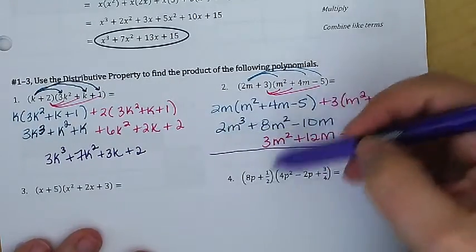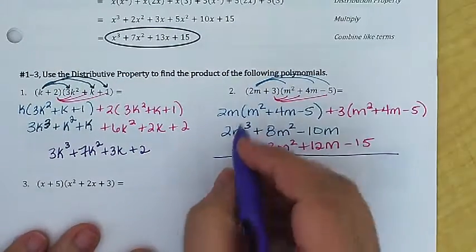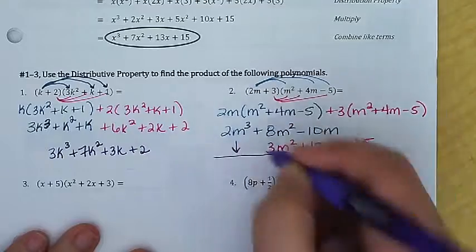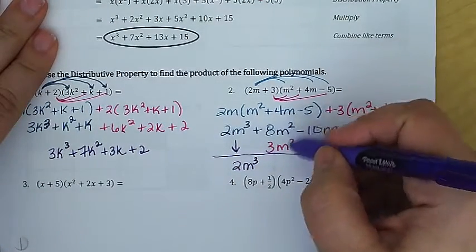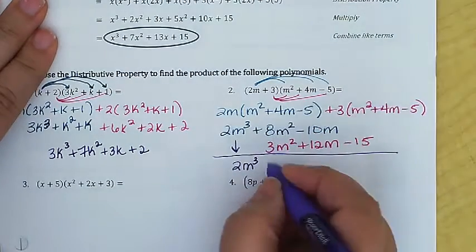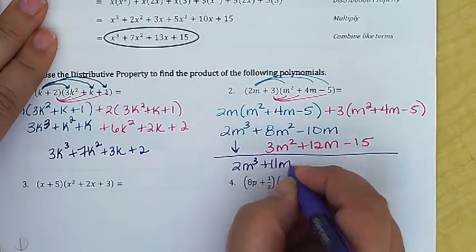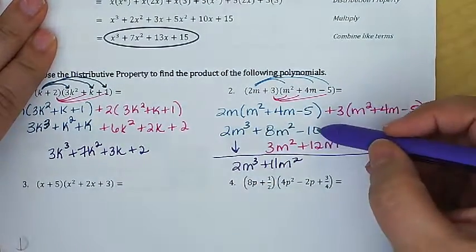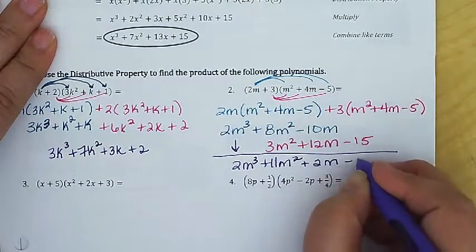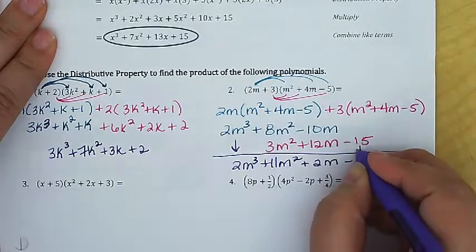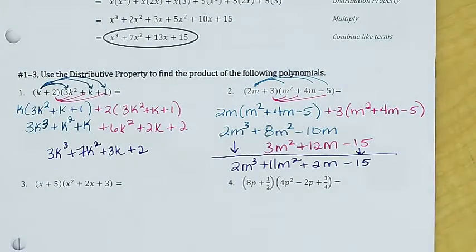So now I can just drop my line and combine straight down. This didn't have any like terms, so it just comes down straight into my answer. And then here for my m squareds, I have 8 plus another 3. I really have a total of 11 of these m squareds. Negative 10 and a positive 12 is a total of 2m. And again, the negative 15 didn't have any like terms, so it just is brought down the same way. And there it is. There's our final product, and it's nice and simplified, and it's in standard form.